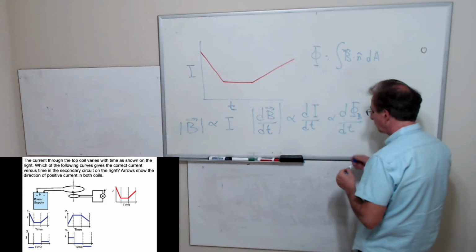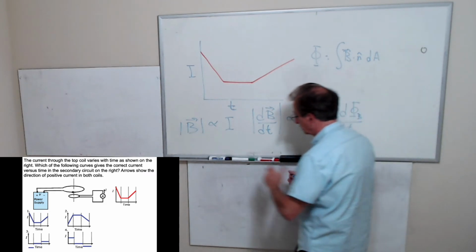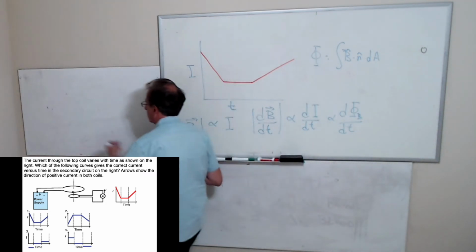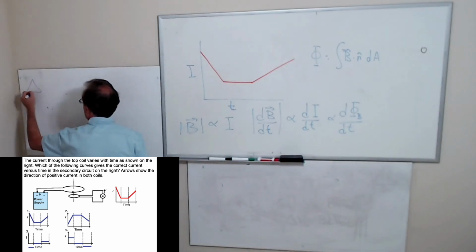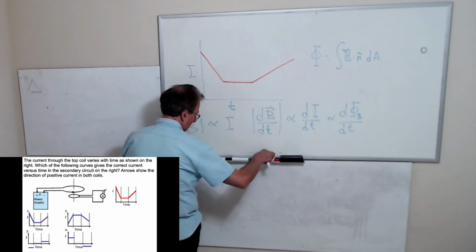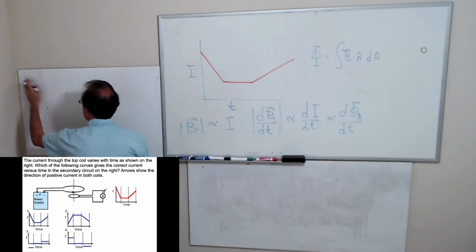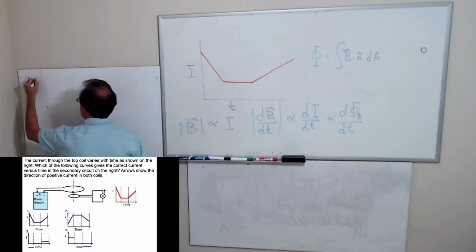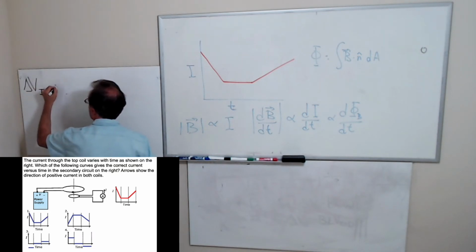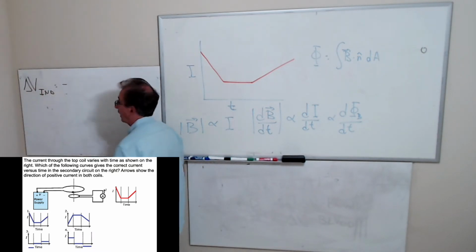Why do I want to know that? Because the induced voltage, let me use black, delta V induced is minus d phi sub B dt.